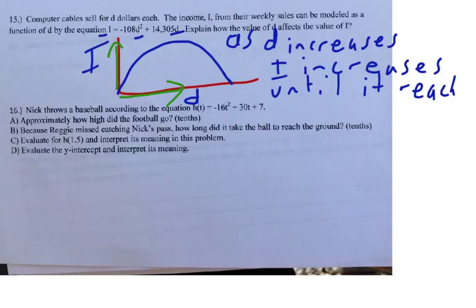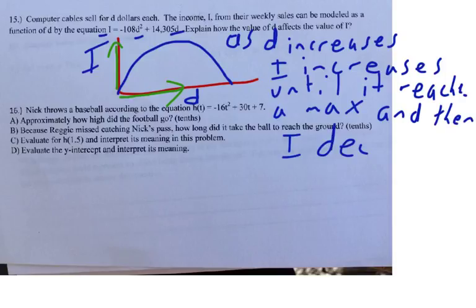Notice that I will level off there. It has a maximum. It reaches a max. And then, what does I do? Then I decreases. And what is D still doing? D is still going to the right. So as we go further to the right, notice that the I value starts to go back down.